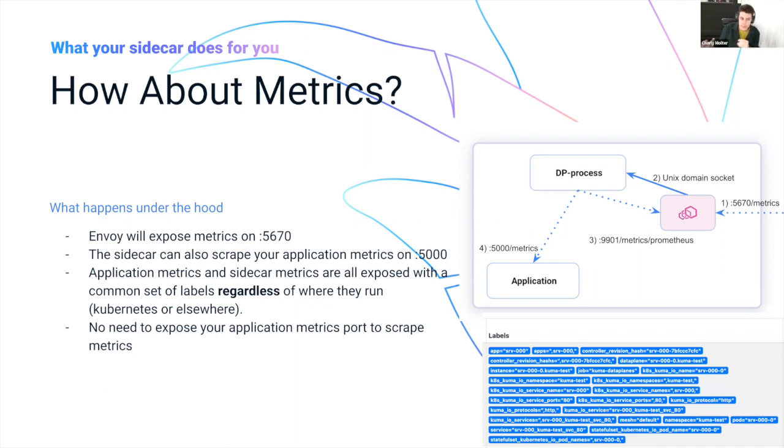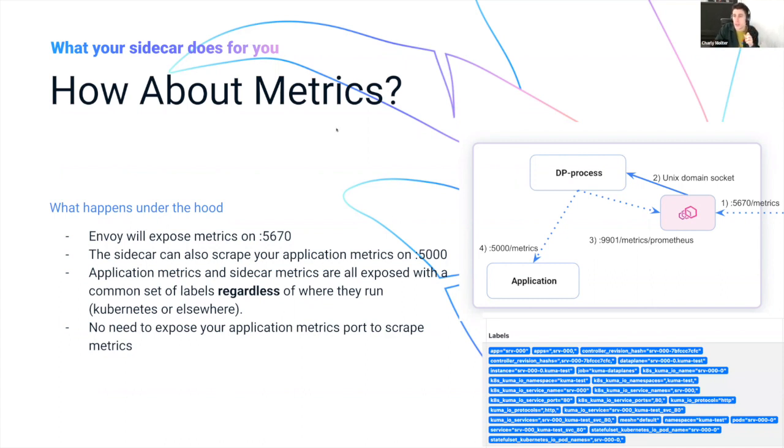Also, these metrics will be identified with a common set of labels, regardless of where they're run, whether it's Kubernetes, whether it's universal on VM, whether you're migrating from one to the other. It's a great way to actually provide abstractions in the process of migrating to Kubernetes, for example. You first get on a service mesh, you have a common set of views, you have a view of your network. And now when you're migrating, you can finally understand what happens.